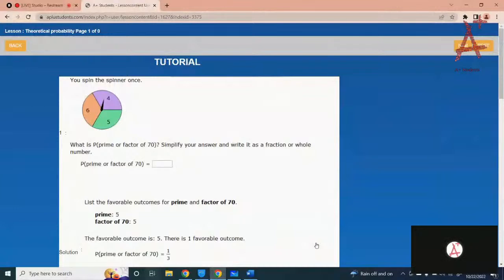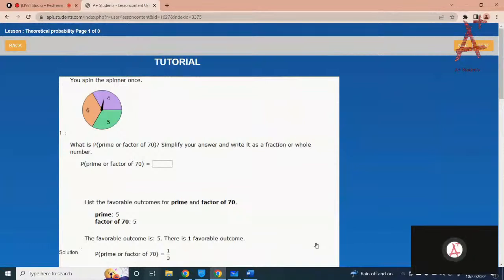Okay, you spin the spinner once. What is the probability of prime or factor of 70? Simplify your answer. So you have to look for the number that is prime or a factor of 70. Got it? The numbers on the spinner are 4, 6, and 5. So, which number is a prime out of 4, 5, 6? Just 5 is a prime. And which number is a factor of 70? 5 is a factor of 70. Got it?